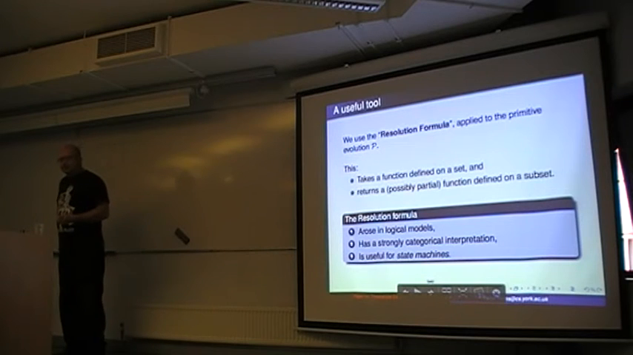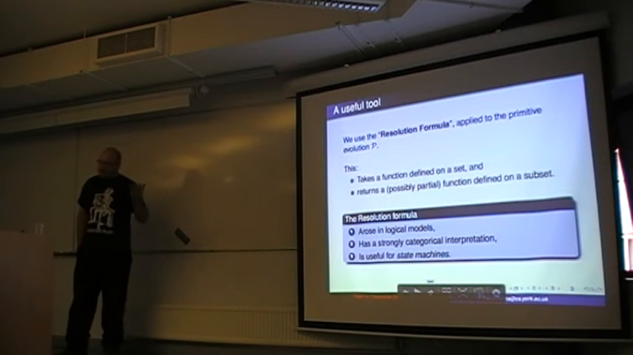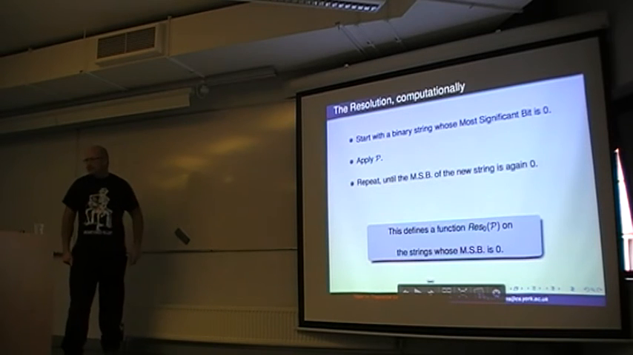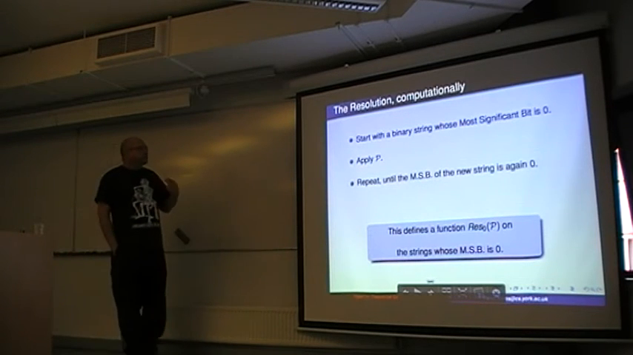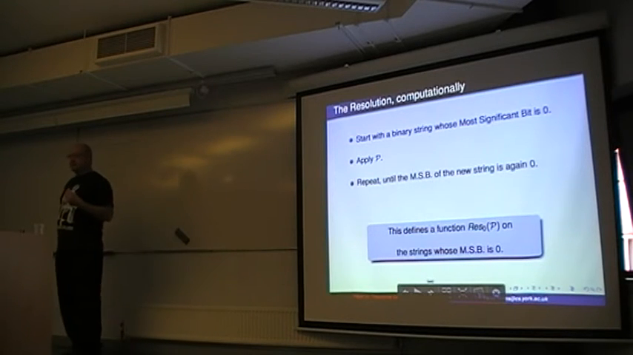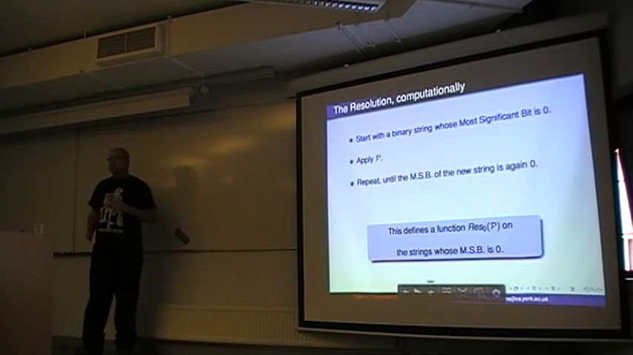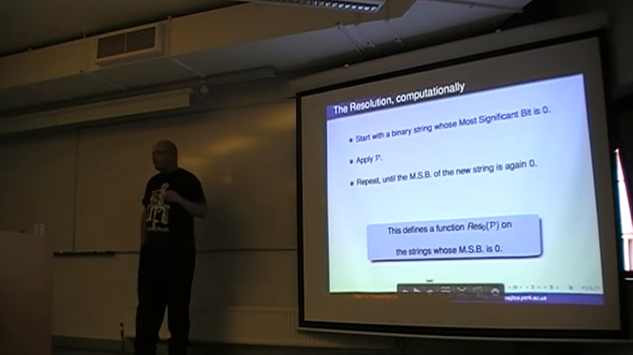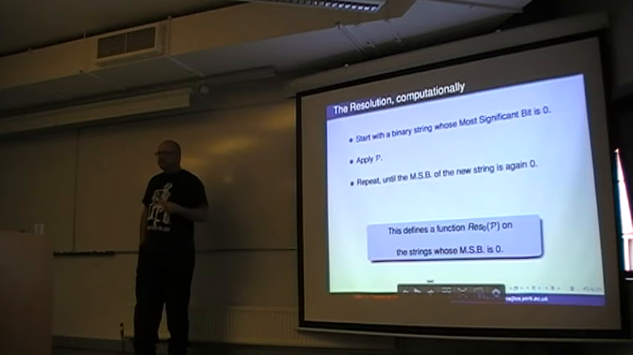This came out of logic to start with. It is, of course, category theory, and it's also very useful for looking at state machines. So here's a computational description of it. We start with a binary string whose most significant bit is 0. We repeatedly apply p, and we keep doing this until the most significant bit is again 0. And this is going to define a function on the strings whose most significant bit is 0.